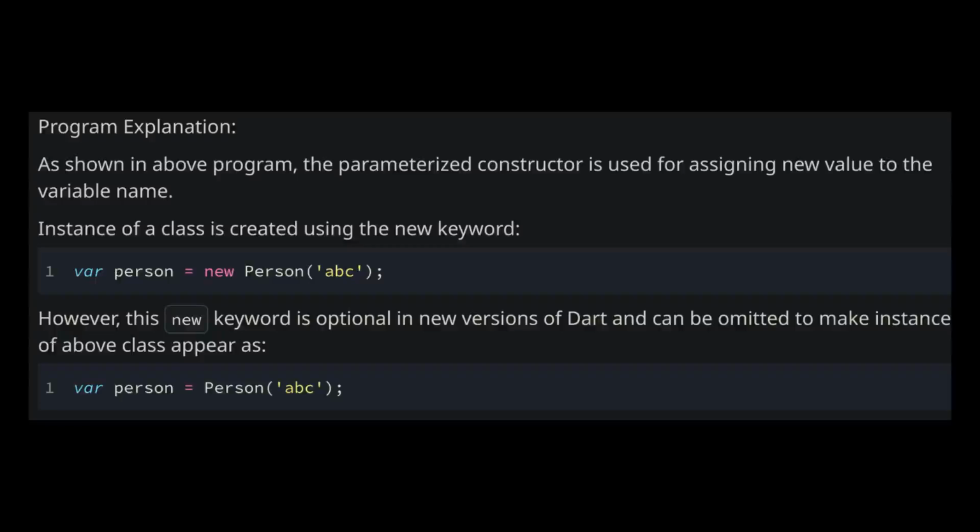Instance of a class is created using the new keyword. However, it is important to note that new keyword is optional in new versions of Dart programming language. The new keyword can be omitted while creating a new instance of the class. The Dart programming language will try to infer whether to use new keyword or to use const keyword while creating a new instance of the class.